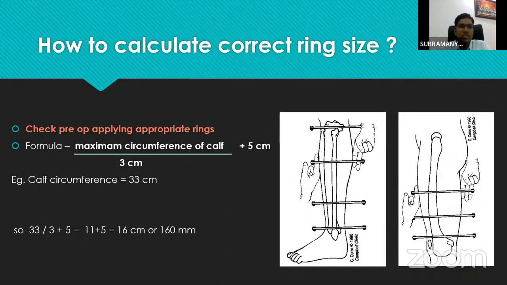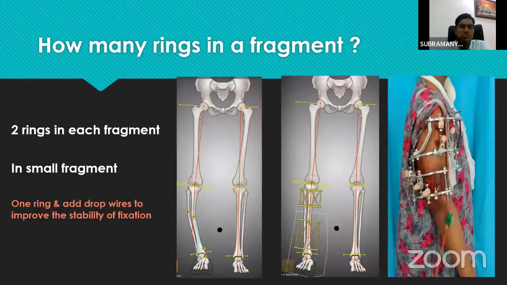So there is a formula to calculate the ring size. You calculate the maximum circumference of the calf. For example, it is 33 centimeter, then divided by 3, that is 11 centimeter, plus 5 centimeter is equal to 16 centimeter. So the ideal ring to be used for that patient will be a 160 mm Ilizarov ring. So how many rings in each fragment? Ideal will be to go for 2 rings in each fragment.